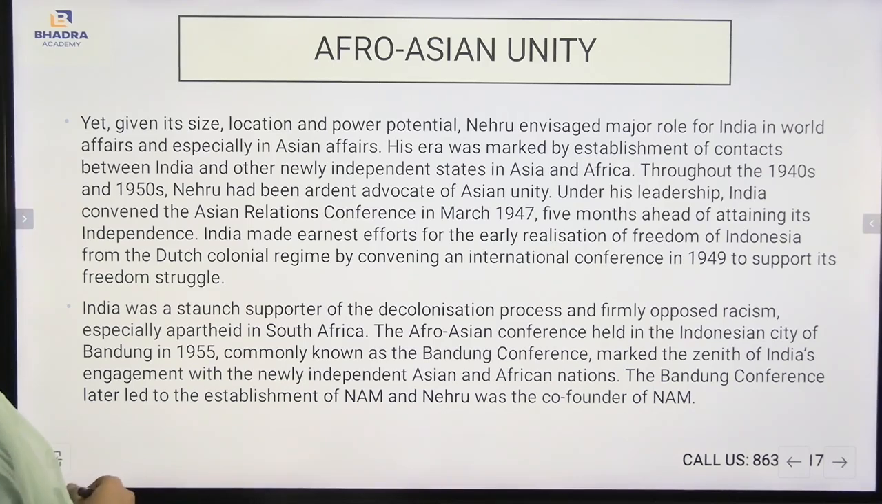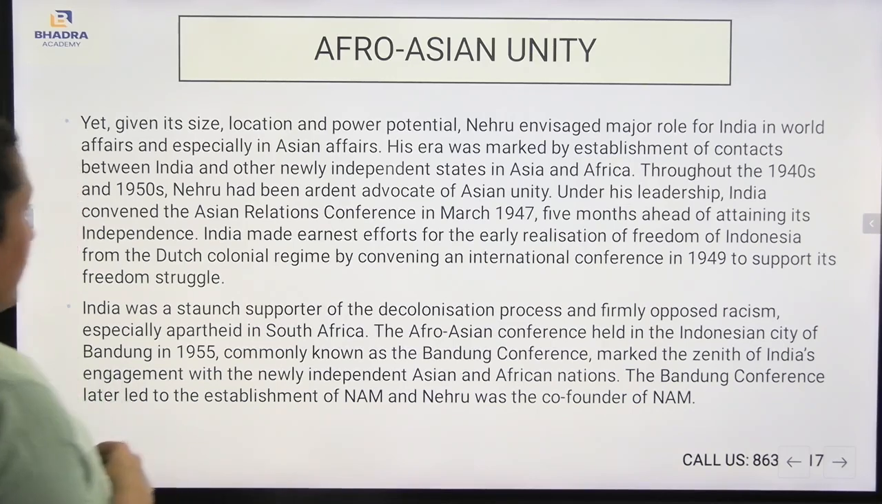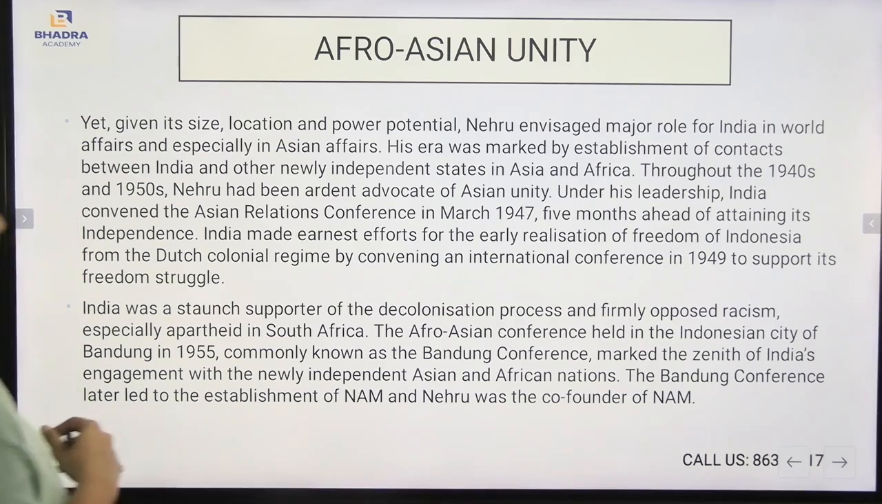Under his leadership, India convened the Asian Relations Conference in March 1947, 5 months ahead of attaining independence. India made earnest efforts for the early realization of freedom of Indonesia from the Dutch colonial regime by convening an international conference in 1949 to support its freedom struggle.